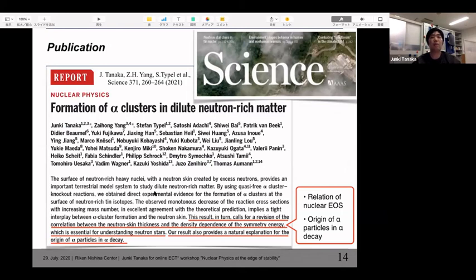Okay, so our experimental result was published in Scientific Reports. In the report, we further mentioned the relation to the nuclear EOS and also the origin of the alpha particle in alpha decay. So I would like to briefly introduce our further plan related to them.